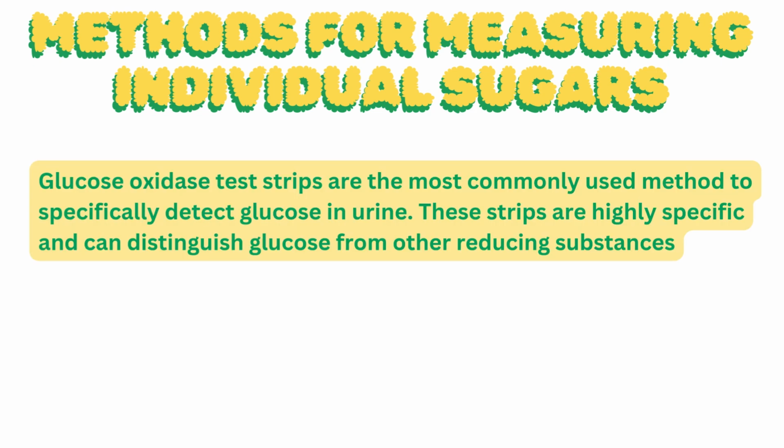Methods for measuring individual sugars. To detect and differentiate various sugars in urine, scientists use a variety of tests. Let's go over some of the key methods. Glucose oxidase test strips are the most commonly used method to specifically detect glucose in urine. These strips are highly specific and can distinguish glucose from other reducing substances.